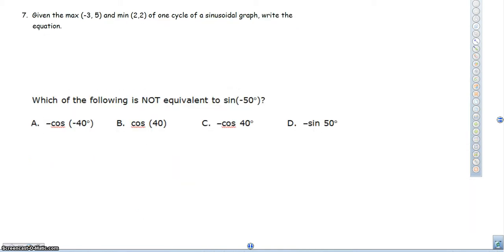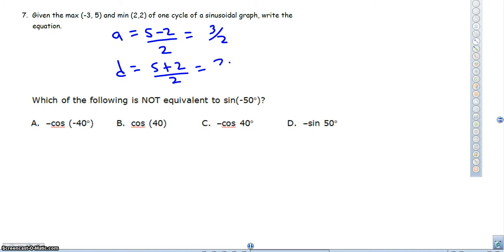Alright, let's look at the last few problems. Number 7, I've got my max and min, so I can get A by subtracting the y values and dividing by 2. So that's 3 over 2. I can get D by adding my y values and dividing by 2. So that's 7 over 2. I can get the period by looking at my x values. The period is going to be 2 times this distance. So that's a distance of 5, so the period is 10.